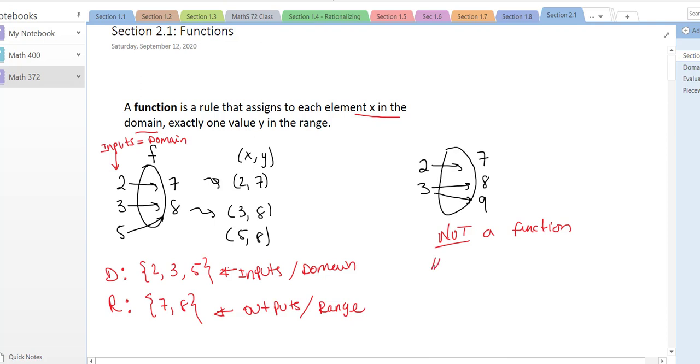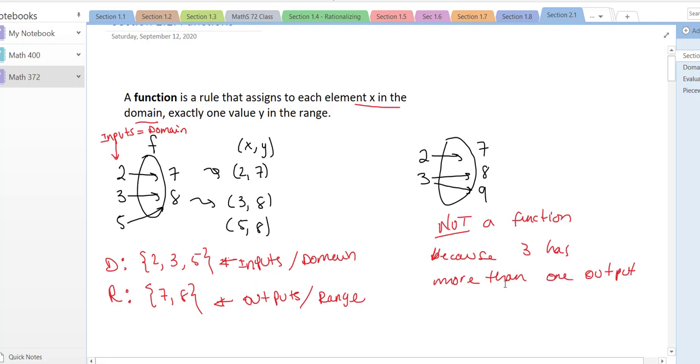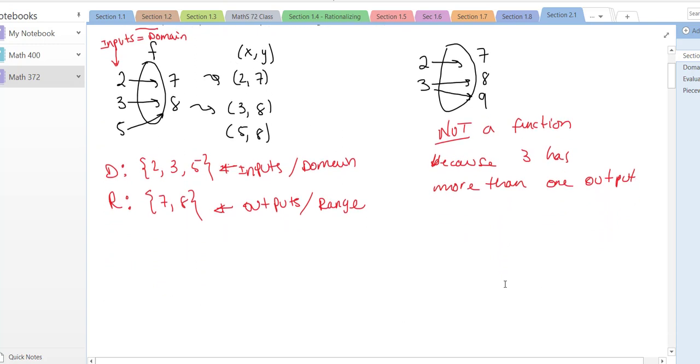because 3 has more than one output. So that makes it not a function. So a function is a rule that assigns to each input exactly one output, each element in the domain exactly one element in the range.